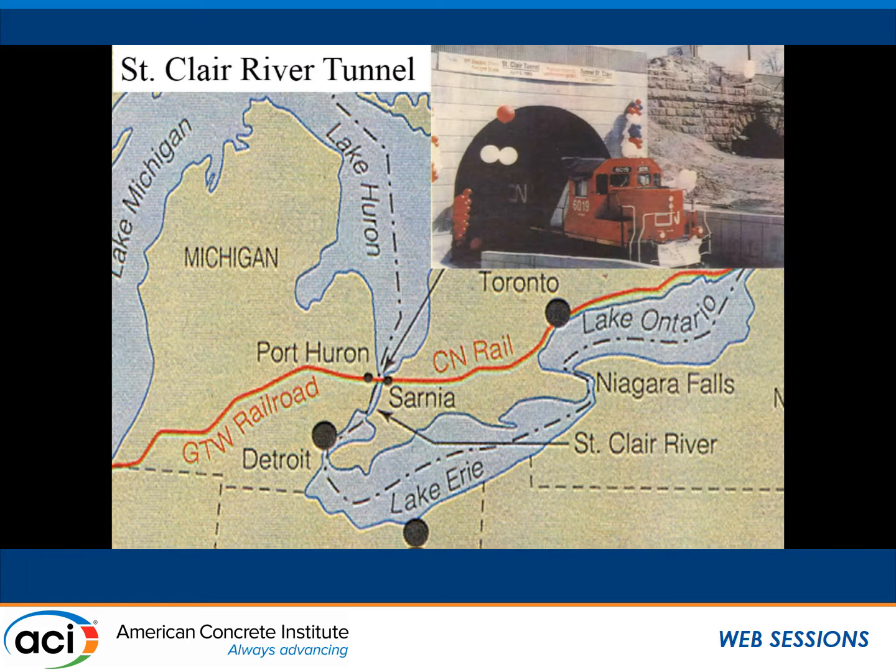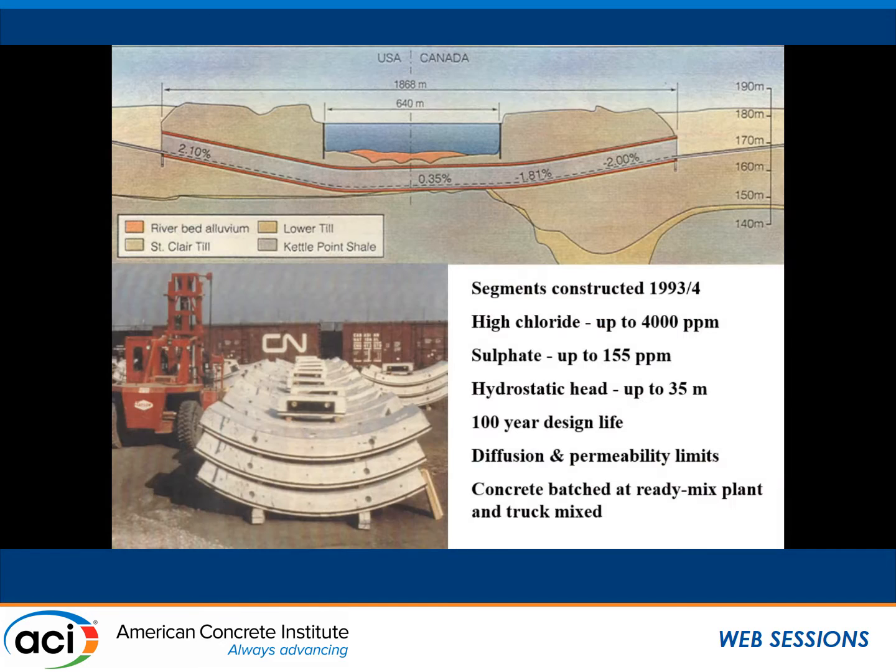One of the first projects that I got involved in where ternary blends were actually used was the CN rail tunnel that crosses from Sarnia to Port Huron, so it crosses from Ontario to Michigan. Now, this is a tunnel that goes through some very aggressive conditions. There are fairly high chloride levels in the groundwater. It's quite close to the salt deposits in this area. There is a fairly high hydrostatic head on the tunnel itself as well, and sulfates in the groundwater as well.